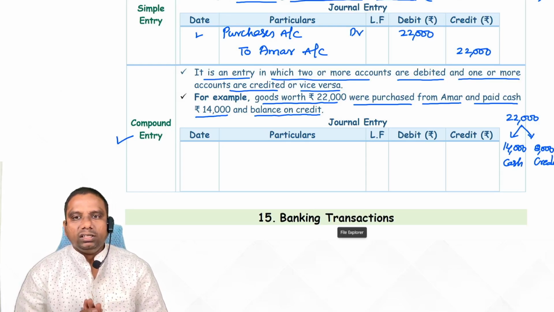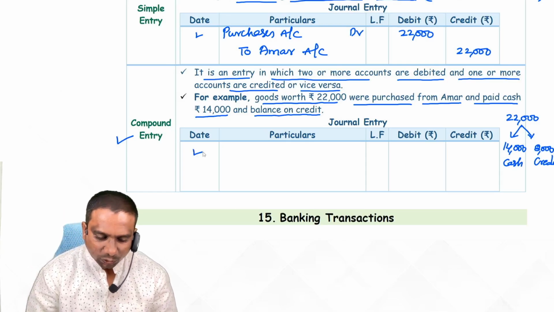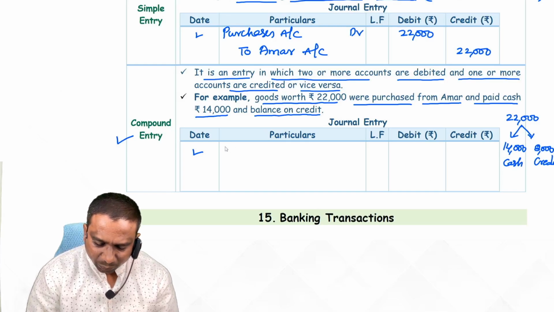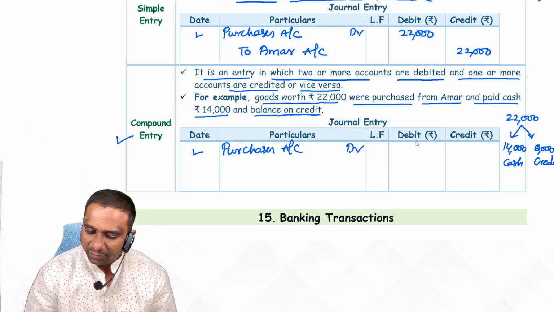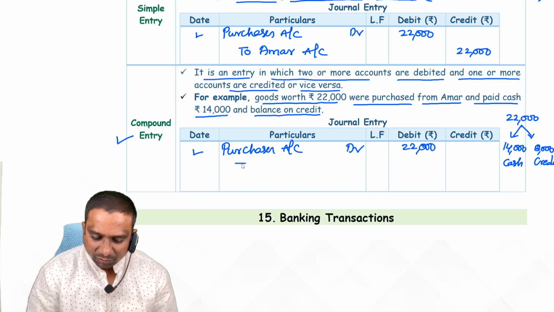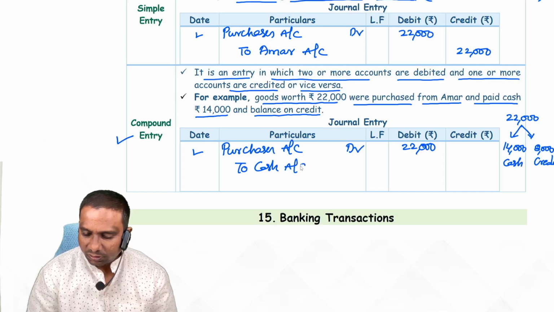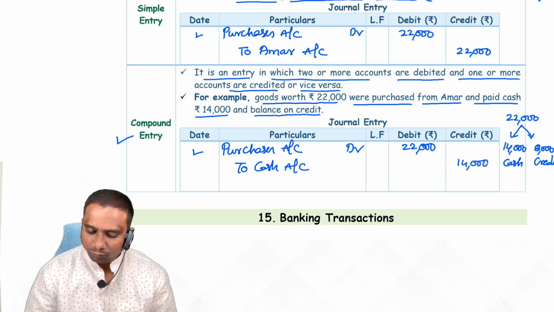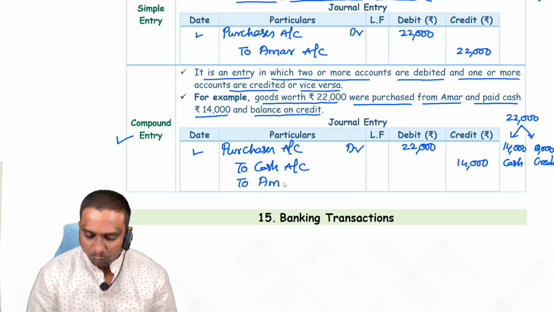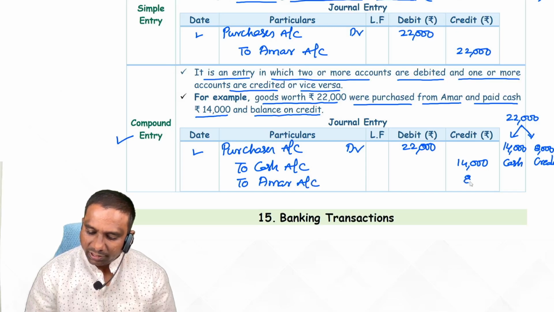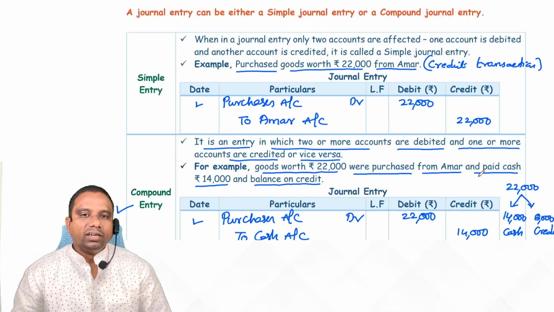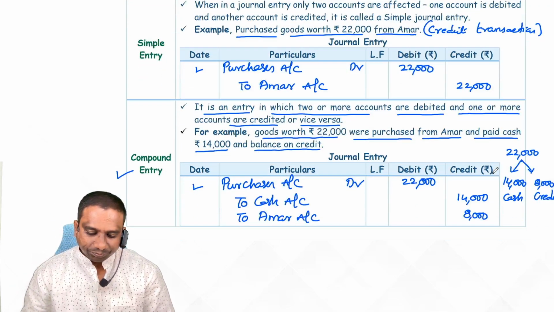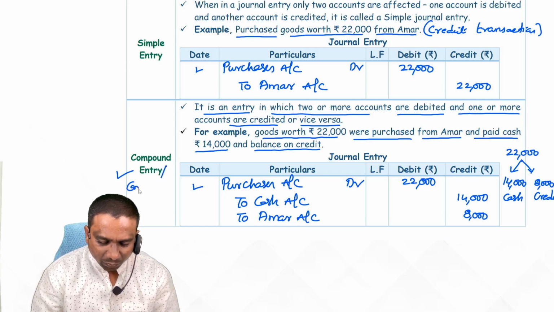So now finally, how do we write this entry here? Purchases account to debit. How much? 32,000 to cash account 14,000 to summer account 8,000. That's it. This is our simple entry and compound. Other names for compound entry is combined entry.